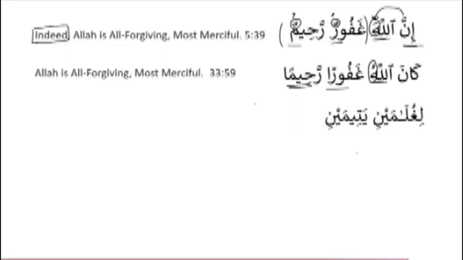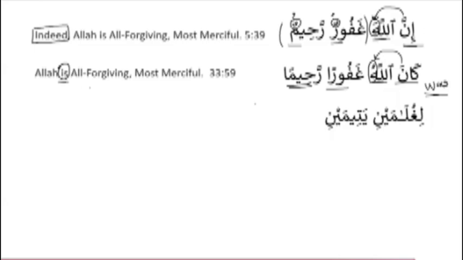لِغُلَامَيْنِ يَتِيمَيْنِ. What is the meaning of kana? Okay. Kana means was when we talk about the Arabic language. But when we use it with lafz al-jalala, with Allah subhanahu wa ta'ala, it is always translated as is. Let me explain it again. Very important. Kana means was. It is only used as was when we talk about any other thing in the Arabic language. But whenever kana is used with Allah subhanahu wa ta'ala, then it is translated as is.